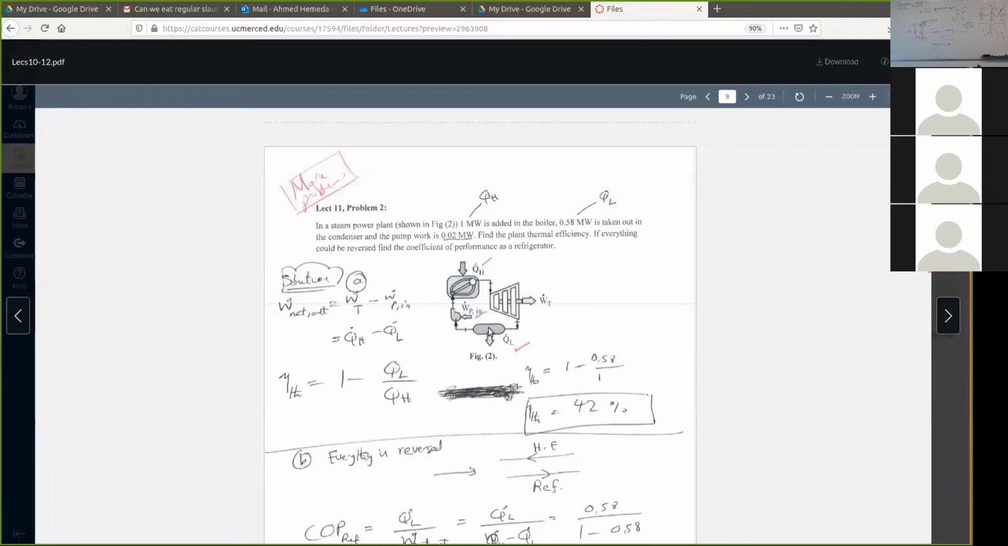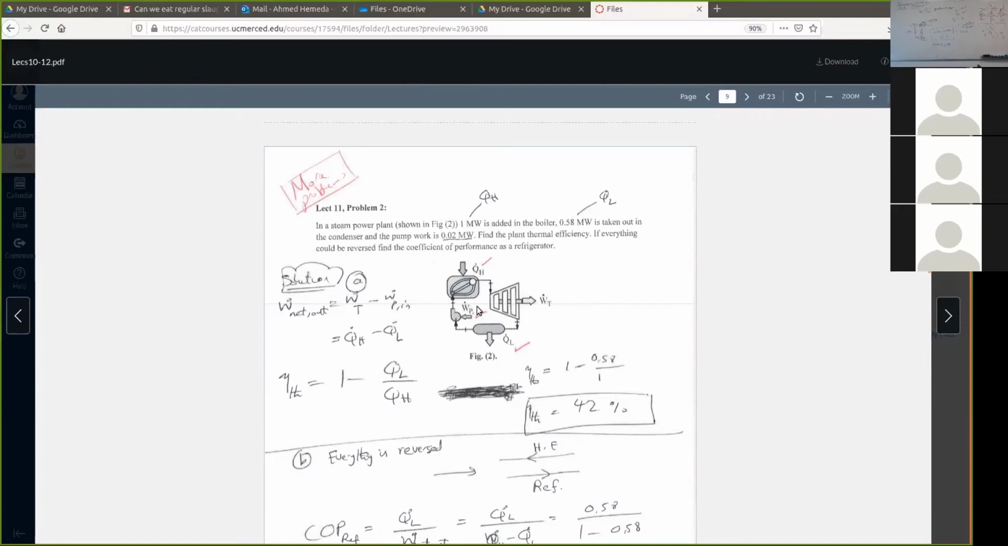We discussed this before: condenser, pump, boiler, turbine. So 0.58 megawatt is taken out, meaning waste heat dumped out of the system. The pump work is 0.02 megawatt. The turbine provides some energy to drive the pump, and the difference is W dot net.